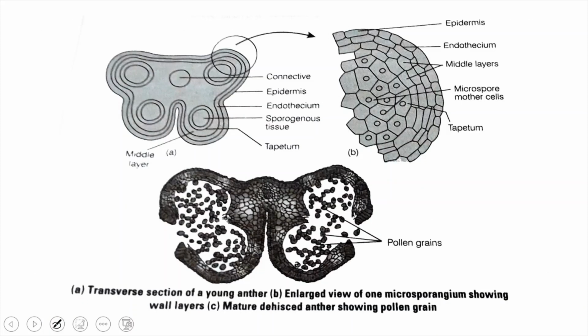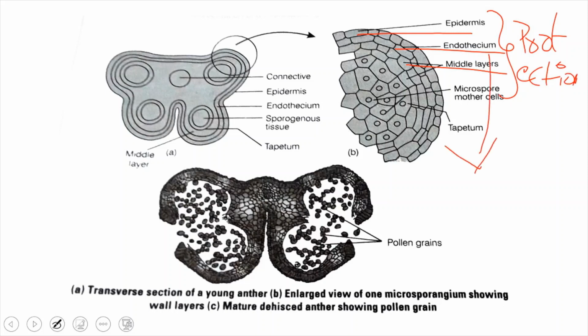This is the diagrammatic representation of the 4 layers of the microsporangium. It is made up of 4 layers. This is the epidermis, the inner layer is the endothecium, and the next inner layer is the middle layers. These 3 layers give protection, and they also help in dehiscence of the anther. So here I am writing: helps in dehiscence of anther.